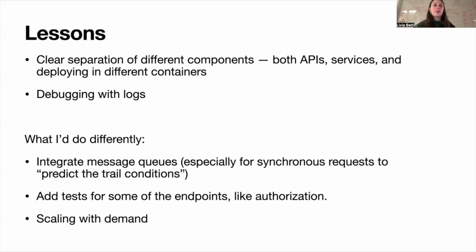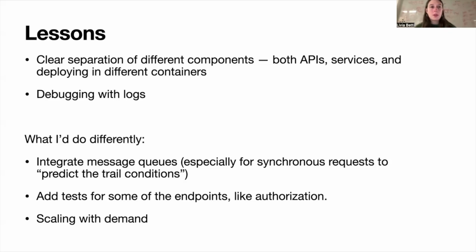Okay, so some lessons. I think what I did well is I had pretty good separation of different components. Hopefully, this will be deployed for actual people to use. So I have good separation of APIs and services, and then I also deploy these in different containers. So for example, the database is deployed in a different container. So if eventually this product is being used, I need to edit the database, I can do that without affecting some of the other infrastructure.